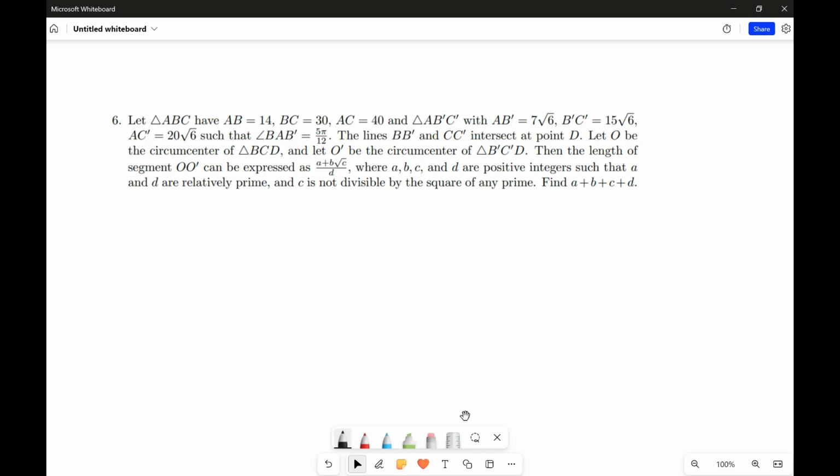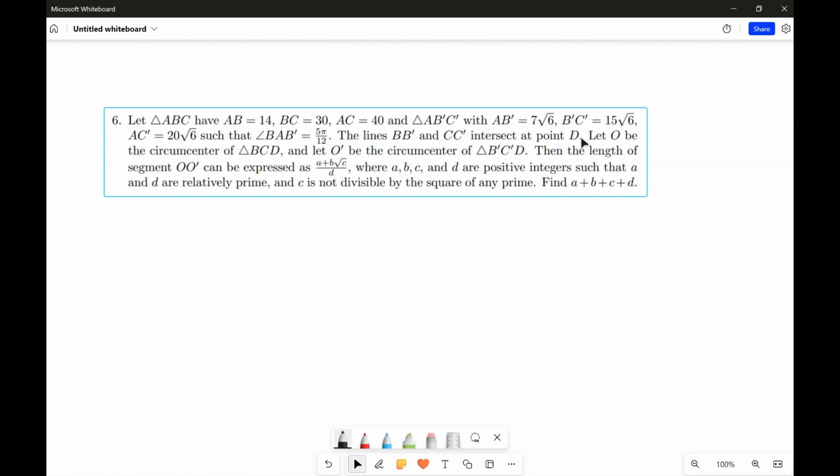Let ABC have AB equals 14, BC equals 30, AC equals 40, and triangle AB'C' with AB' equals 7 root 6, B'C' equals 15 root 6, AC' equals 20 root 6, and such that angle BAB' is 5 pi over 12. The lines BB' and CC' intersect at a point D.